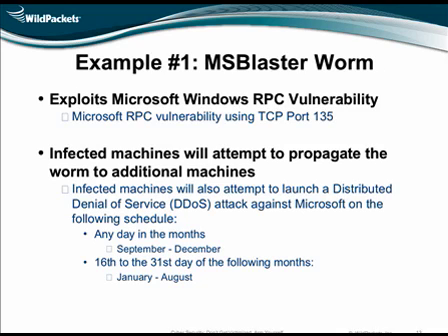So the first one, and I mentioned this at the beginning, I know it's a little bit older, but I wanted to use the MSBlaster worm as an example of establishing a fingerprint. For those that aren't familiar, this was a worm that took advantage of an RPC vulnerability in Microsoft Windows, basically using port 135, and then infected machines would attempt to propagate the worm to other machines inside of the network, basically launching a distributed denial of service attack on certain dates, etc.